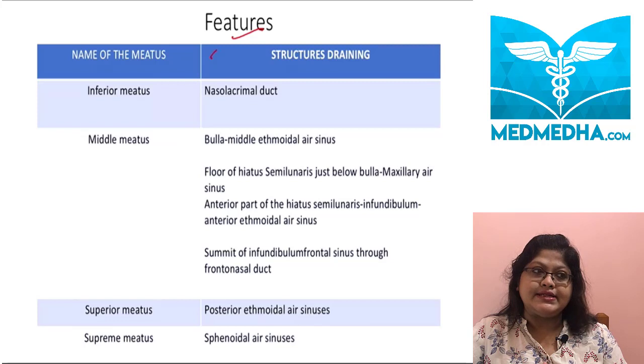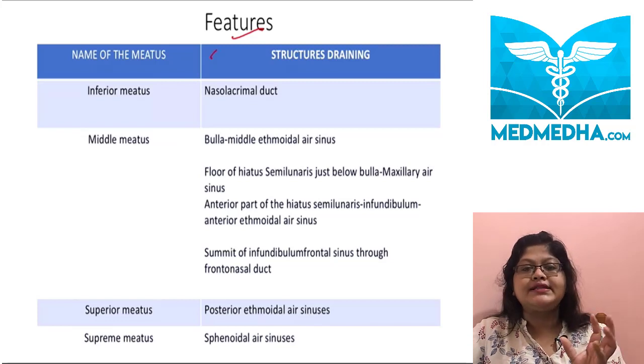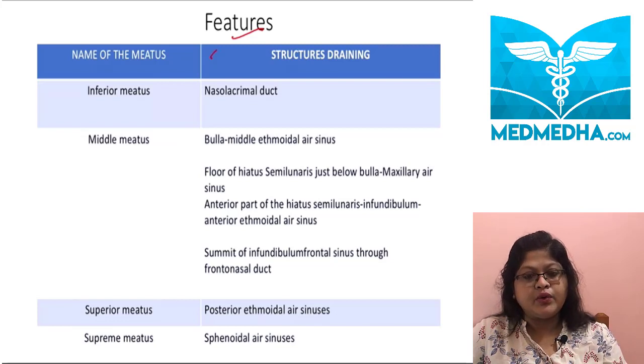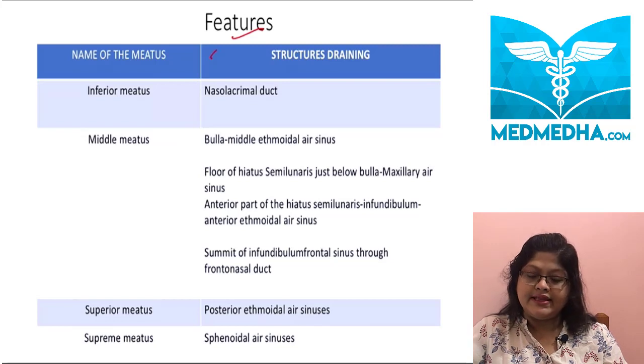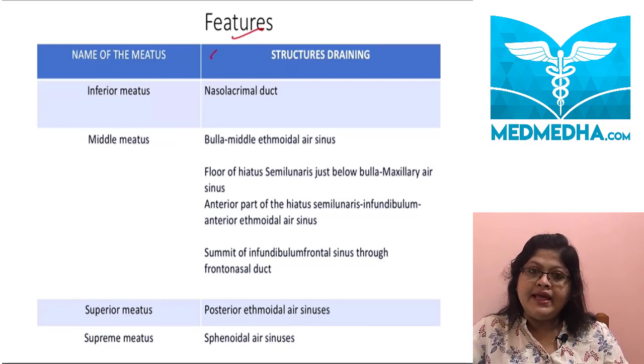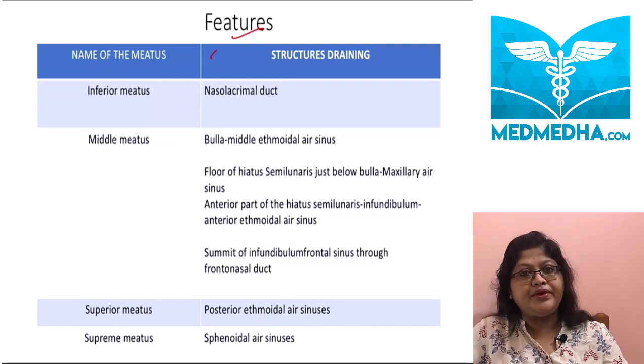contains a meatus. This meatus has the opening of the paranasal sinuses. So each meatus has the opening of different paranasal sinuses. Okay. So first of all, we will see how many meatus are there. There are 4 meati, namely inferior, middle, superior and supreme.